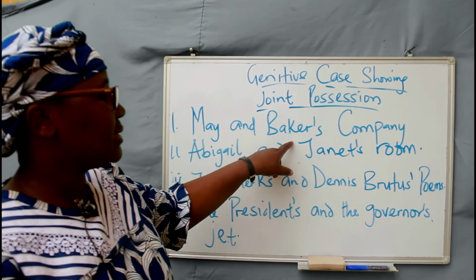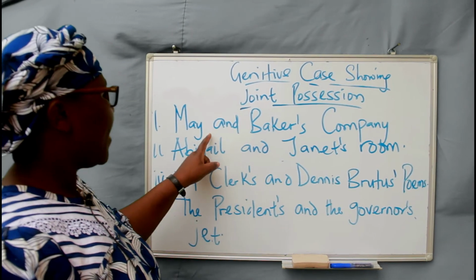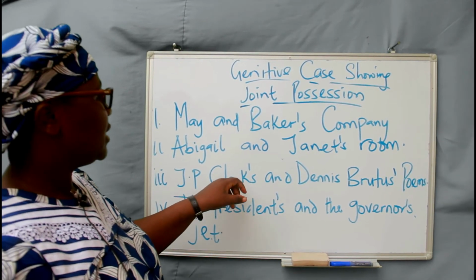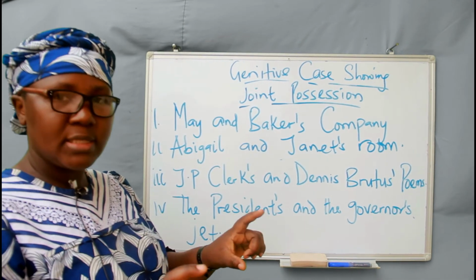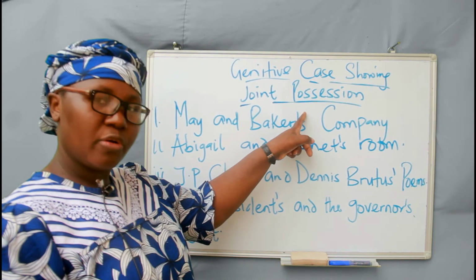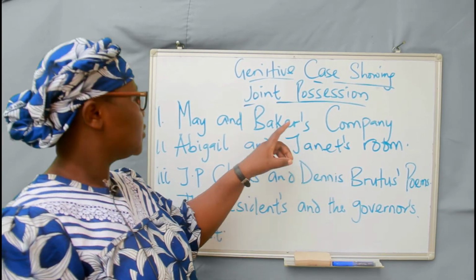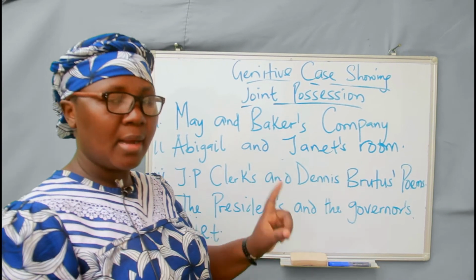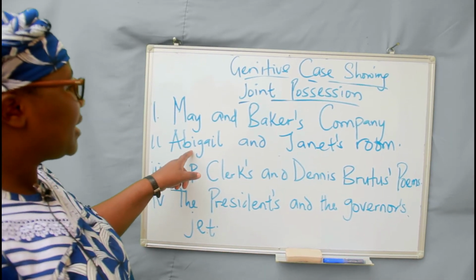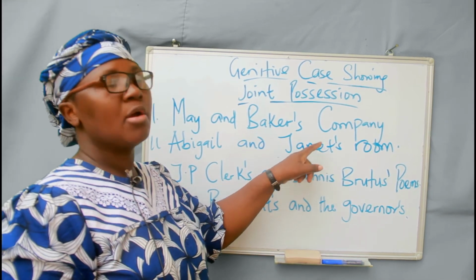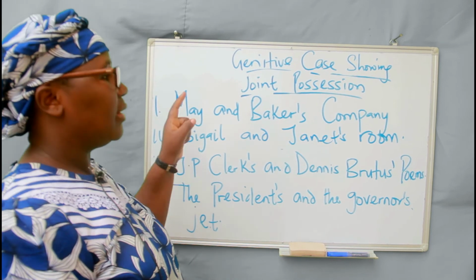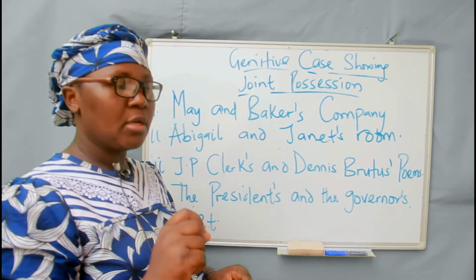May and Baker's Company. Here, remember, I said when it is a joint possession, the last name carries the apostrophe and the S. So here the company belongs to May and Baker. Similarly, number two, we have Abigail and Janet's room. This room belongs to Abigail and Janet, joint possession.